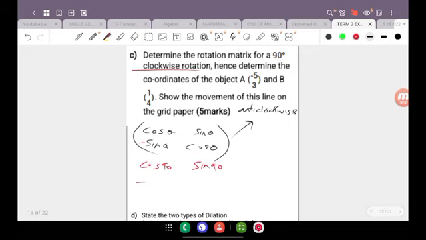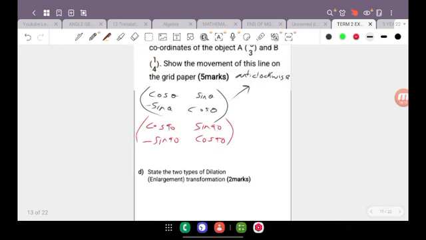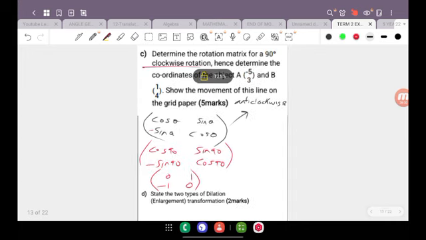I'm going to proceed to having the negative sine of 90. And then I'm going to have the cosine of 90. All right. Now, once I've done this, then I can easily calculate my metric. So that's going to be cos of 90 is 0. The sine of 90 is 1, but the negative sine of 90 is -1. And then, of course, the cosine of 90 is 0. And then I can easily produce the rotation clockwise matrix for 90 degrees.